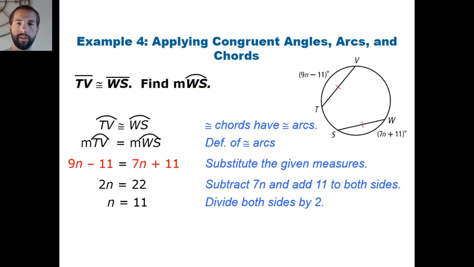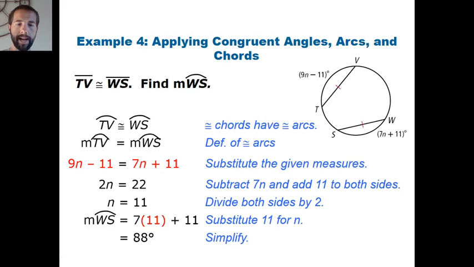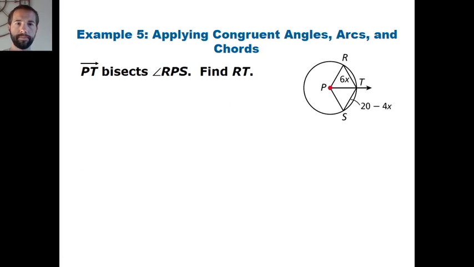So they want the measure of arc WS, so we're going to plug it in right here. Since n is 11, we're going to do 7 times 11 plus 11, and that comes out to be 88 degrees. So arc WS is 88 degrees.